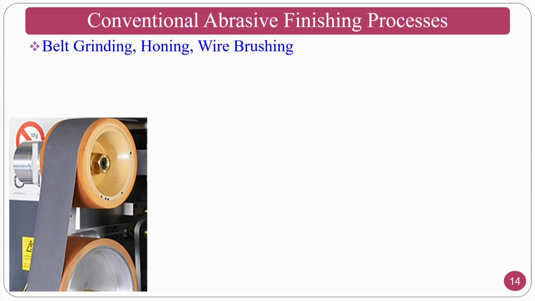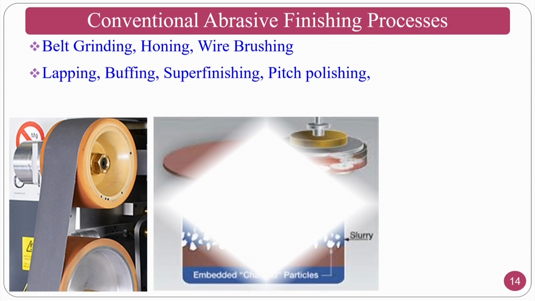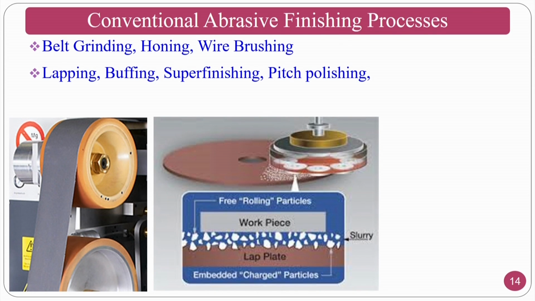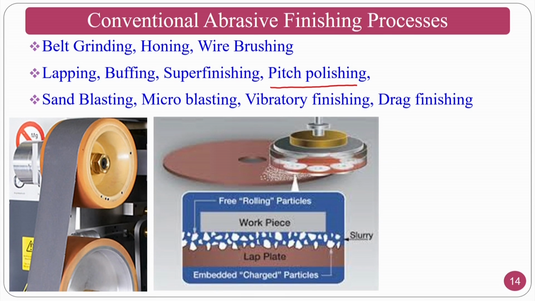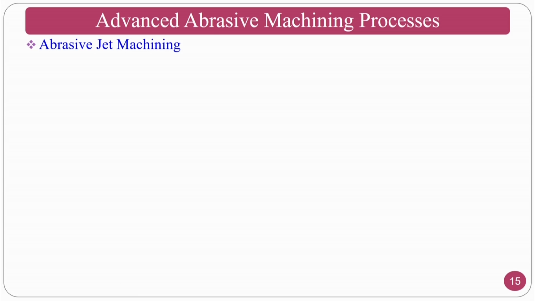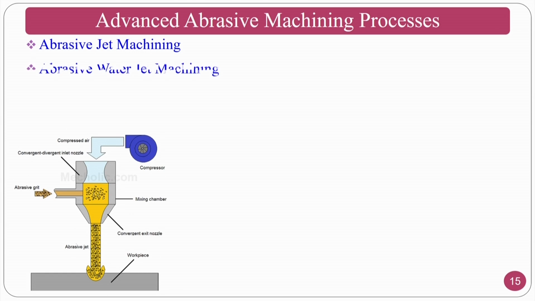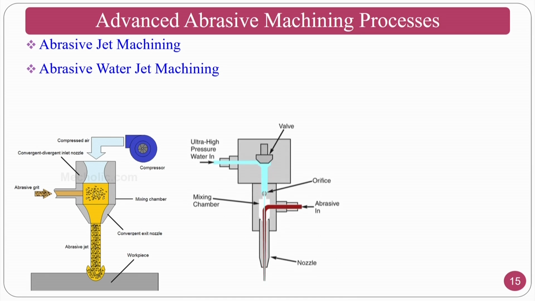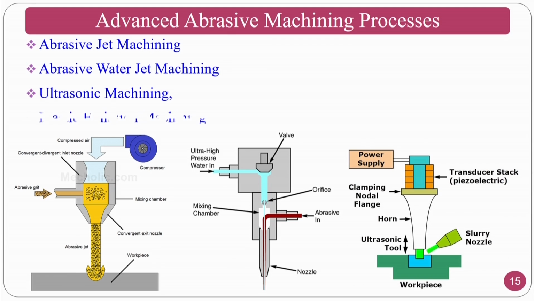In belt grinding, people can go for a robotic arm with different motions, and you can rotate or give some feed as per the requirement, so that the moving belt can finish the implant materials. Lapping, buffing, super finishing, and we have also seen the good process called pitch polishing for lens manufacturing and other things, and we have seen sandblasting, microblasting, vibratory finishing, and the drag finishing operation. In the advanced abrasive machining processes, we have seen abrasive jet machining, abrasive water jet machining, ultrasonic machining, and elastic emission machining.